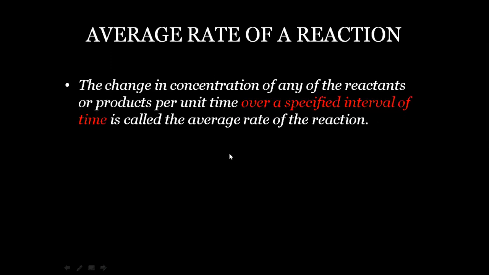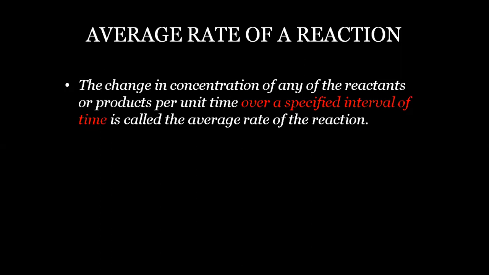The first one, we call it average rate of a reaction. Whenever anyone says average rate of reaction, what do we basically mean? It is the change of concentration of any one reactant or product, per unit time, over a specified interval of time. The time interval is specified, maybe 1 minute, 10 minutes, 30 seconds, 2 minutes, 3 minutes. In that much time, how much the concentration of the reactant or the product is changing is nothing but the average rate of a reaction.